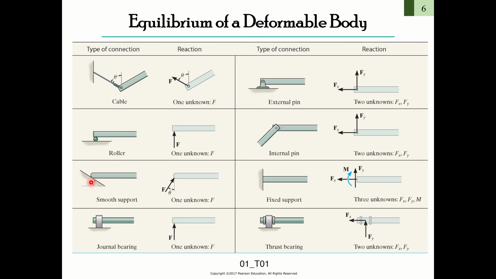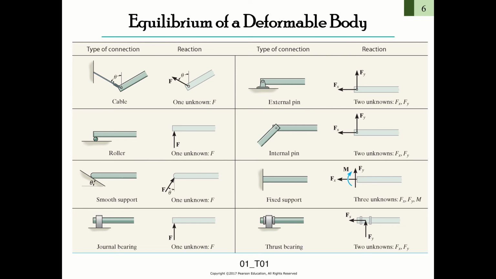Or if you have a smooth support on this surface, the surface is smooth, so this rod can slide along this surface, but it won't jump out of the surface. So it also has one unknown, and the support force F is in the normal direction of the surface. That is important.